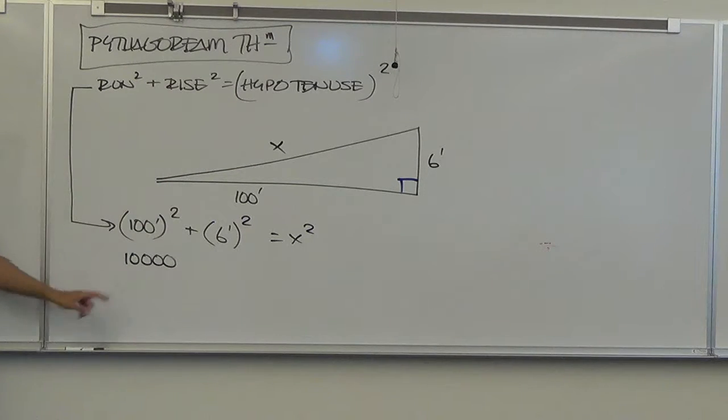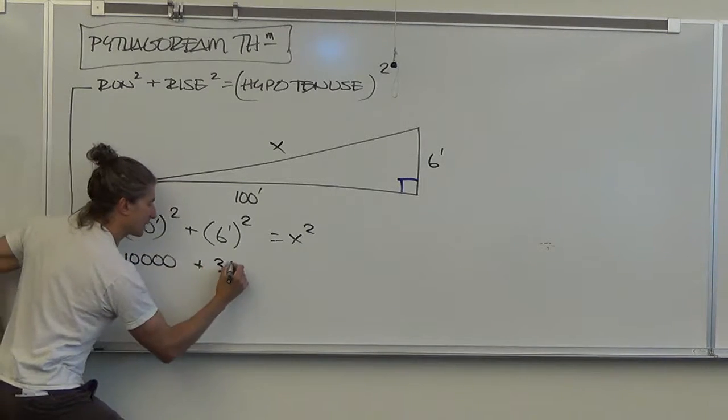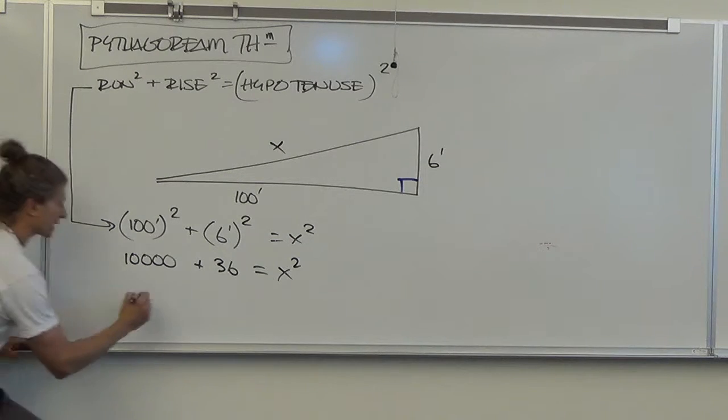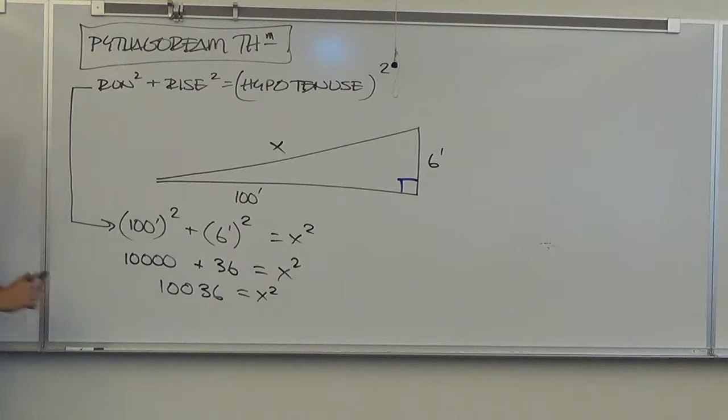Good. So it's 10,000 plus 36 equals x squared. So it's 10,036 is equal to x squared. So what we have to do is figure out what the square root of that is, don't we? Now if you've got your TIs, of course you can do that. If you've got a cell phone, you can do it there. I'll show you how to use Google to do it. It's also extraordinarily cool to use Google to do this kind of stuff. I'll fire up Google real quick.